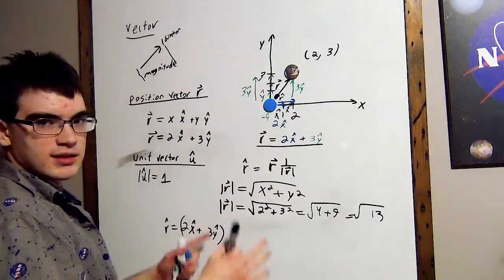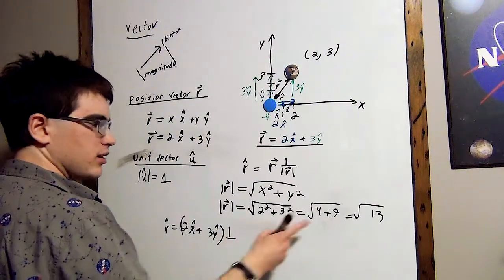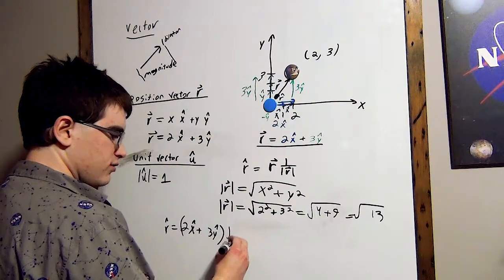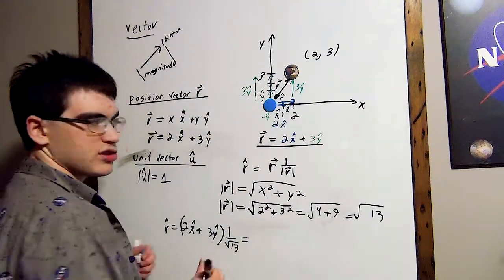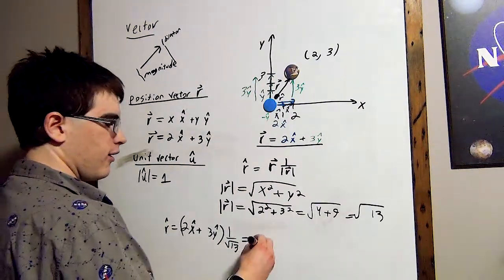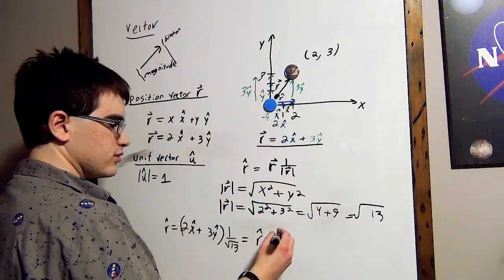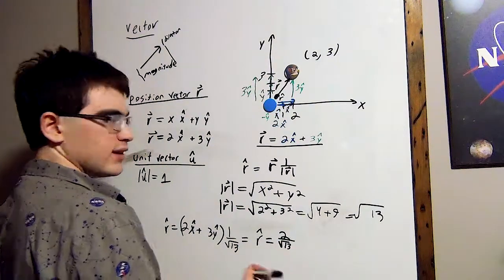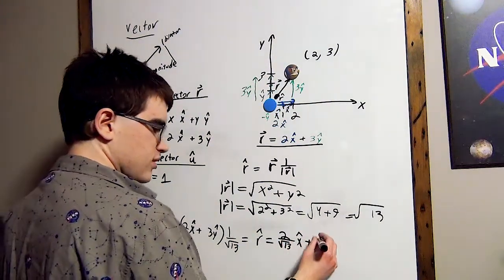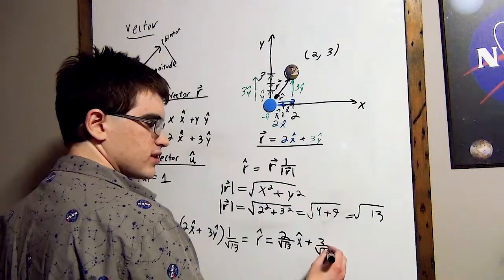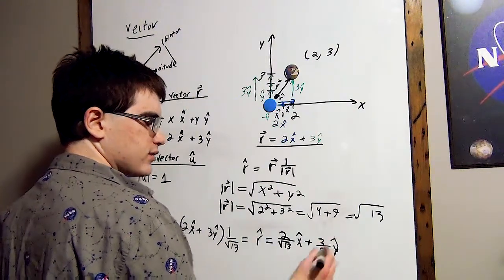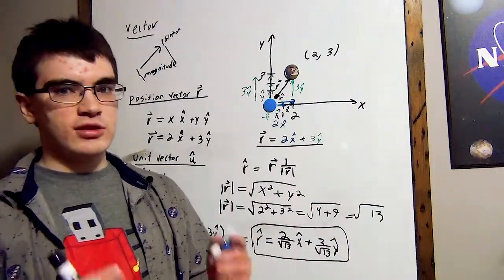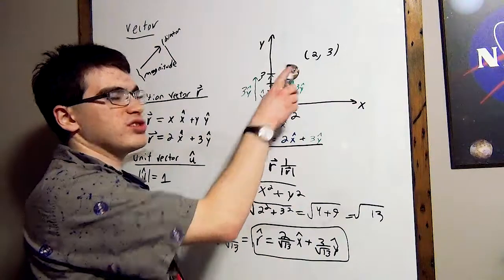Our unit vector in the r direction, r hat, will be equal to 2x hat plus 3y hat, times 1 over the magnitude of the r vector, which is the square root of 13. We can distribute this, and we get r hat is equal to 2 over root 13 in the x direction plus 3 over root 13 in the y direction. And that is how we get a unit vector in the direction of a position vector.